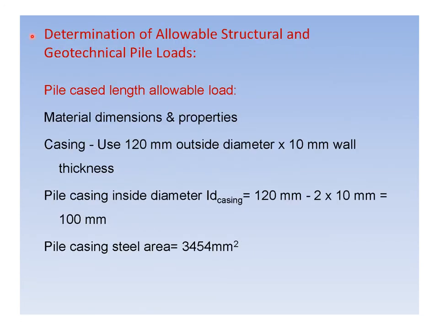Okay, now determination of allowable structural and geotechnical pile loads. Pile case length, allowable load, material dimensions and properties. Casing: use 120 millimeter outside diameter and 10 millimeter wall thickness. Pile casing inside diameter is obviously equal to 120 minus 2 into 10, that is 100 millimeter. Pile casing steel area is 3454 square millimeter.